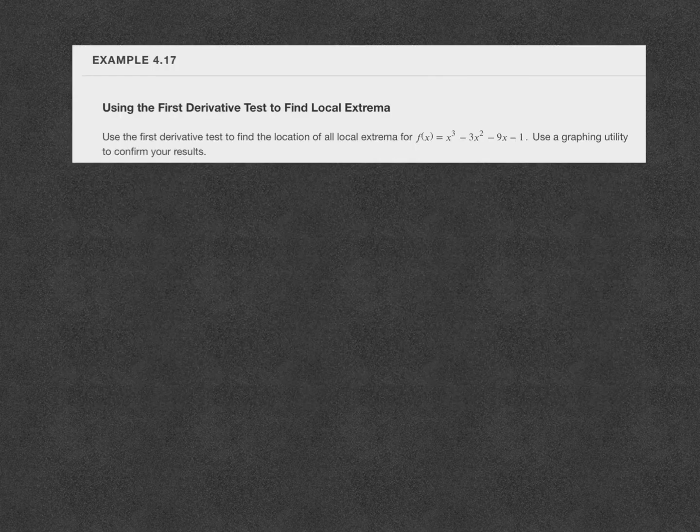All right, we'll look at our first example here. We're given a function, f of x is equal to x cubed minus 3x squared minus 9x minus 1. And we need to use the first derivative test to find the location of all local extrema.